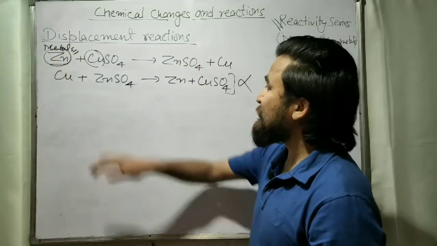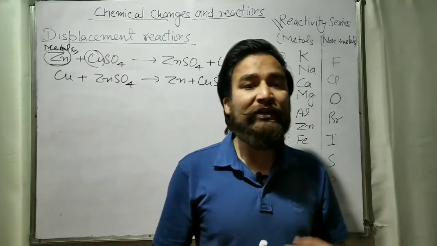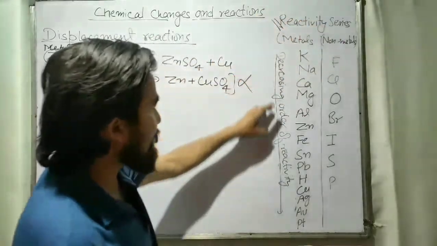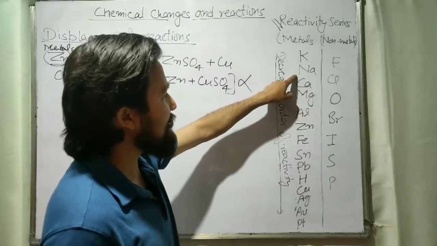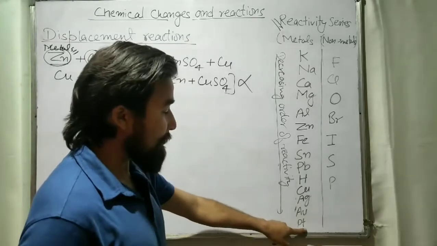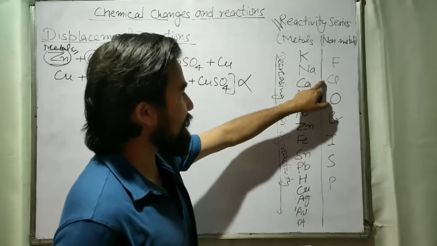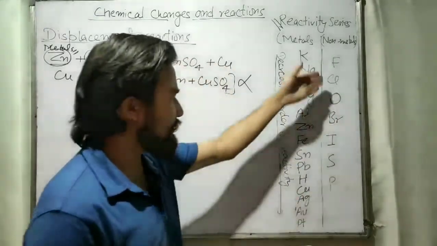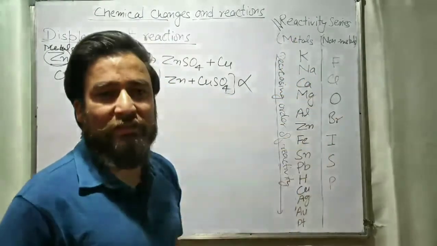In the displacement of metals, a more reactive metal will always displace a less reactive metal. This is the reactivity series in decreasing order. Potassium has the highest reactivity among metals, then sodium, then calcium, then magnesium, and so on. The least reactive metal is platinum here. Similarly for non-metals, fluorine is most reactive, then chlorine, and there are many other non-metals. These are a few examples of the reactivities of some metals and non-metals.